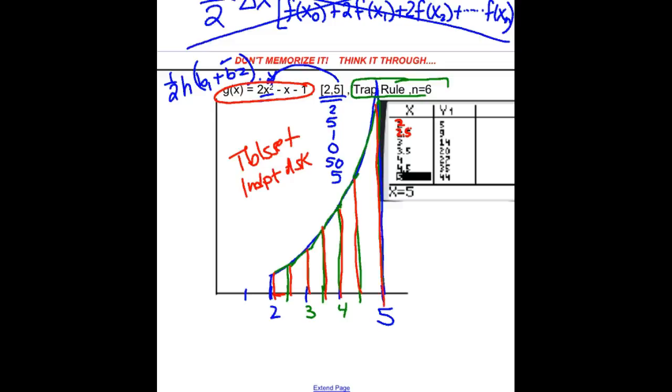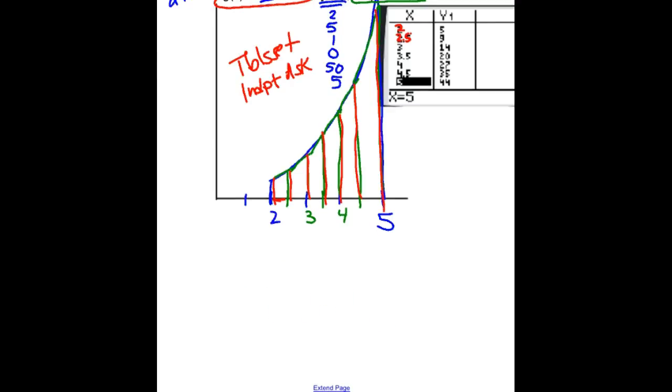So when I write my equation to estimate the area, this is what I have. All the change in x's are a half. All the heights of all the trapezoids are a half. So I would do 1/2 of the height times the sum of the bases. Well, the first one would have been 5 plus 9 for this one plus this one. The next one would have been 9 plus 14 for this one plus this one. The next one would have been 14 plus 20.